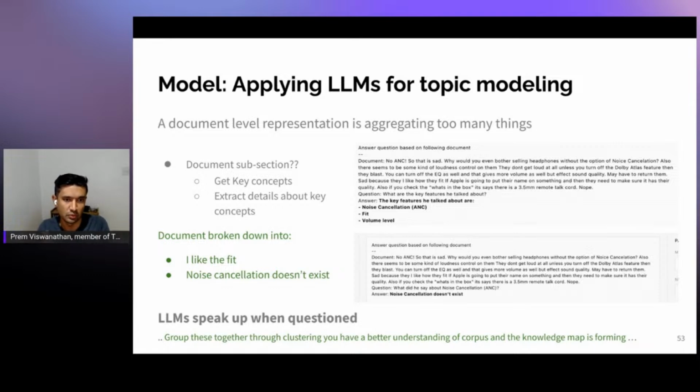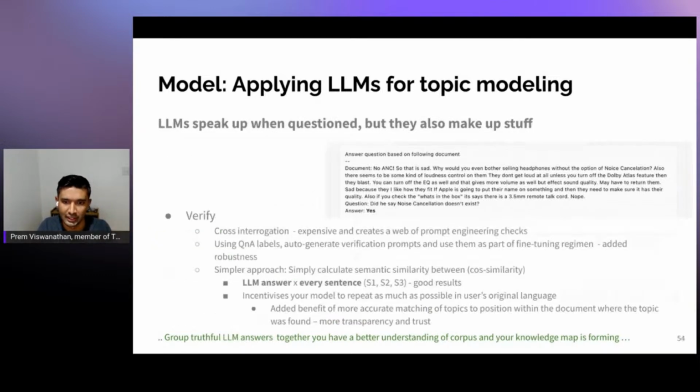And this is great because we have reduced the large document into key signals that we want for our model. Turns out large language models, when you question them this way, they speak up and give you the signal, which is perfect for us for the topic modeling task. When you start grouping these signals together to form clusters, then you have a better understanding than rather than trying to group the whole document as a whole.